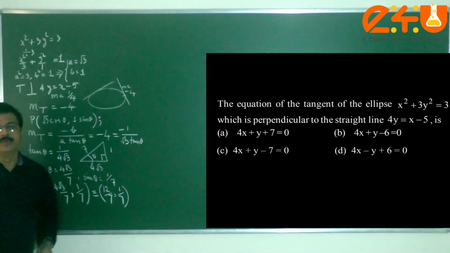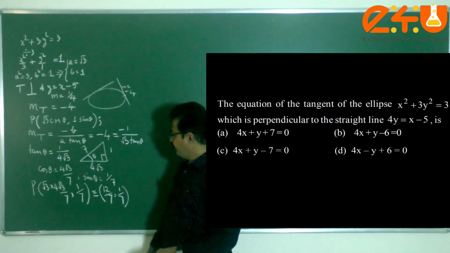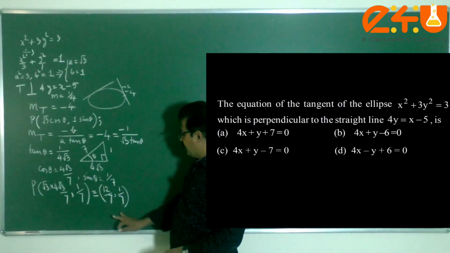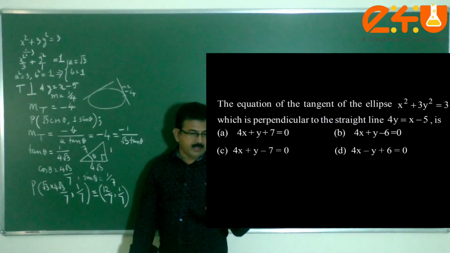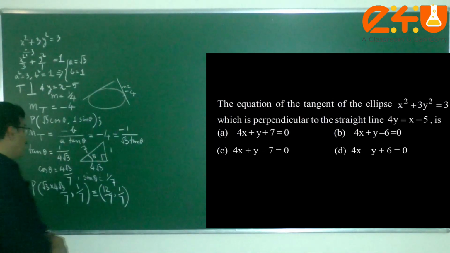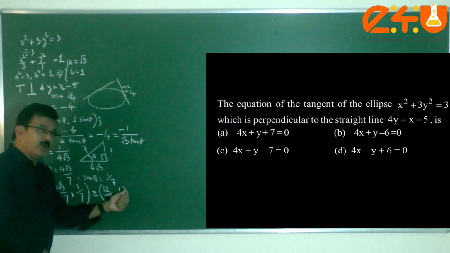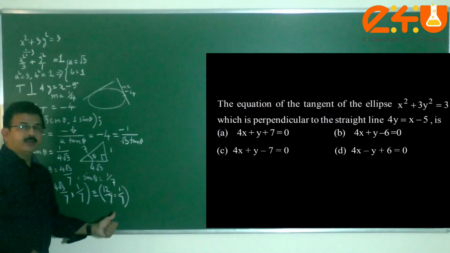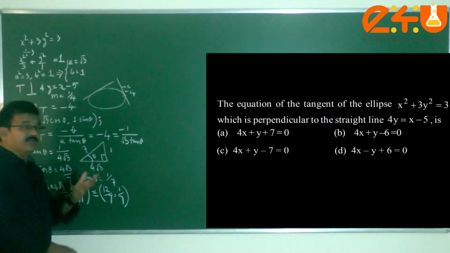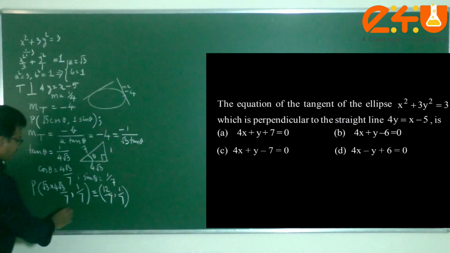Now it is easy for you to decide which option is apt. Substituting 12 by 7 and 1 by 7, let us check option 1, 4x plus y. 4x plus y will give (4 times 12 plus 1) by 7, that is 49 by 7, which is 7. 4x plus y is 7. So A and B definitely are not the options.